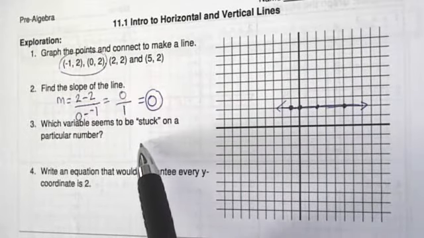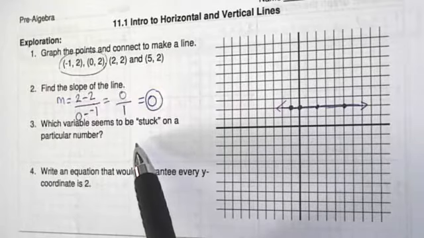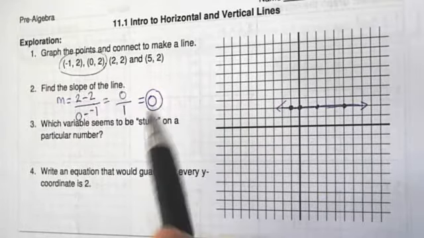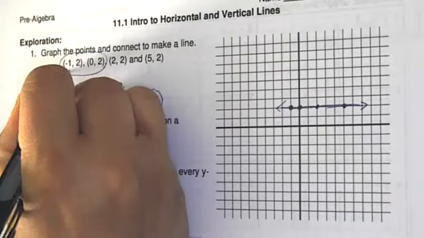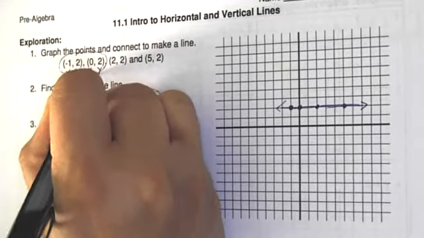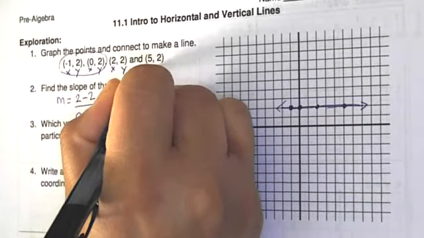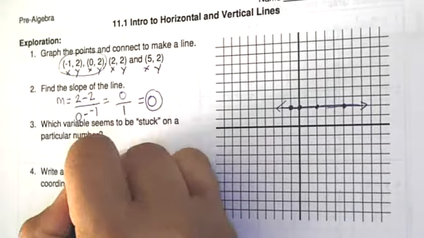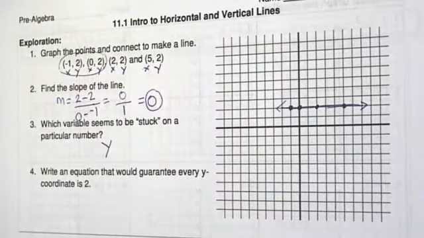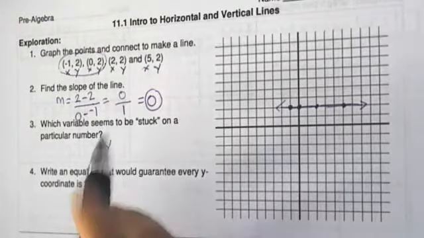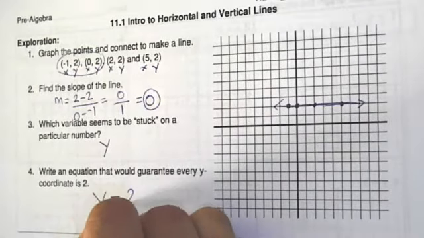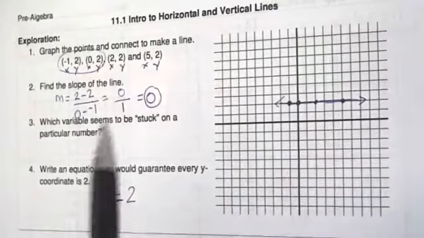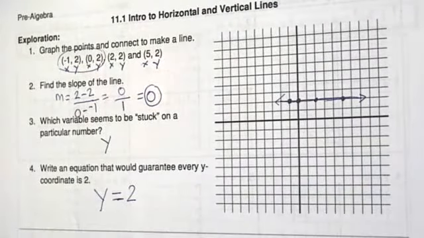And so then number 3 goes on to say, well, which variable seems to be stuck on a particular number? And so that's going to be the y variable, right? If you look at this is x and this is y for every single one of these. You say which one of them is stuck on the same exact number every time, and that's going to be your y variable. And it says, write an equation that would guarantee that every y coordinate is 2. And so to tell somebody to just make the y always 2, you would write y equals 2. So since all of the y values here are 2, that's how we write this equation.